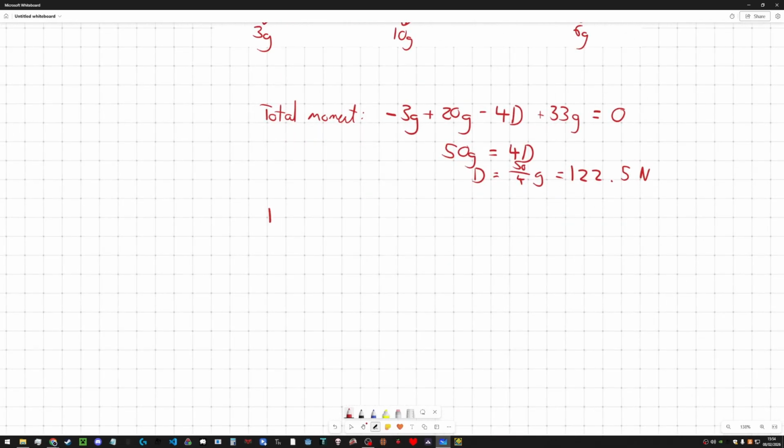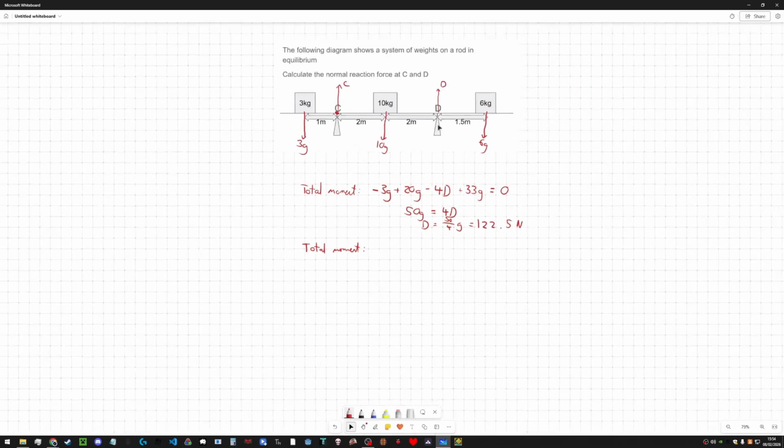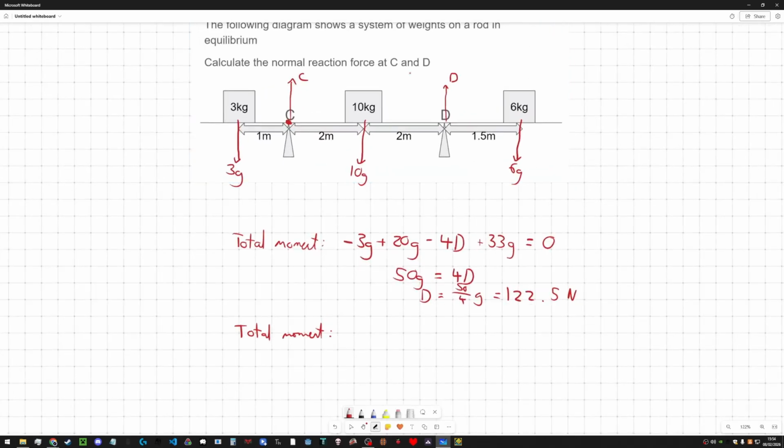Alright, so we've now worked out what D is. Of course, we also want to work out what C is. So this time we're going to find the total moments, but with D as our pivot. So we have a 3 kilogram mass producing 3 Gs of force. There's going to be an anti-clockwise moment. This time it's at a distance of 5 meters and a force of 3 Gs. So it'll be negative 15 Gs moment.